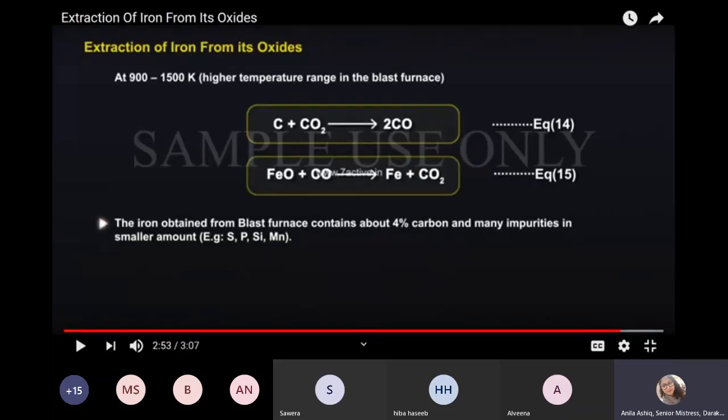Now write this one, 900 to 1500 Kelvin, higher temperature range in the blast furnace. The iron obtained from blast furnace contains about 4% of carbon and many impurities in the smaller amount. Again, a very good information to remember.